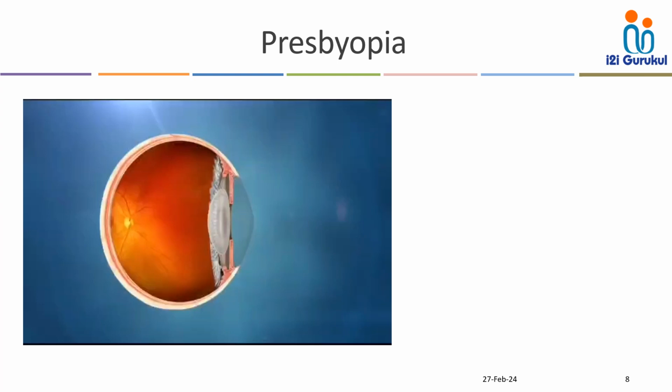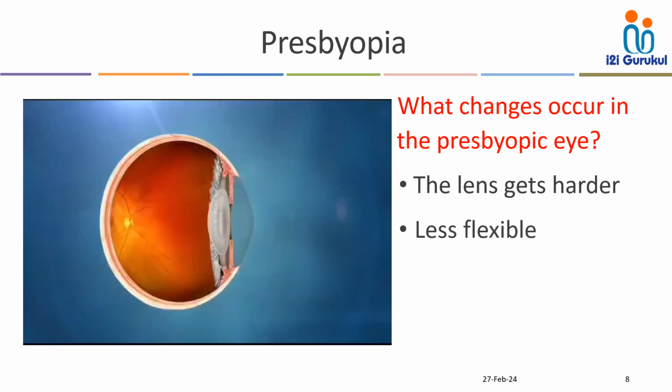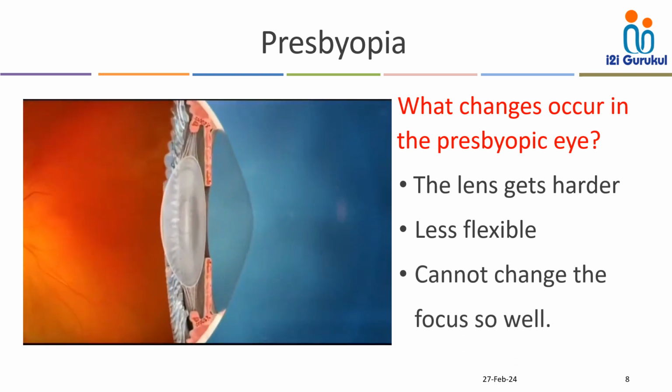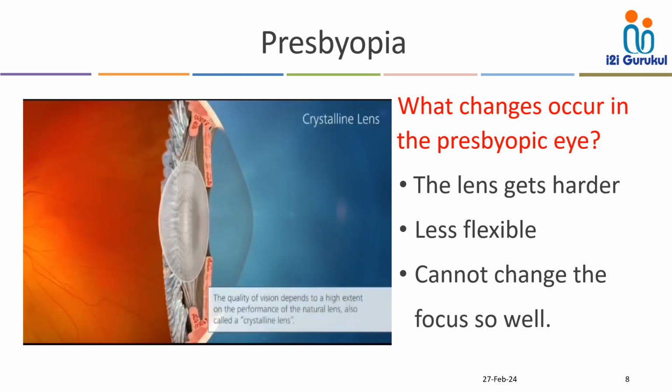Now, what changes occur at the presbyopic age? At a younger age, accommodation happens because of ciliary muscle contraction and relaxation, and the lens changes its shape. With increasing age, the lens gets harder, so it is less flexible. Because of these changes, the lens is not able to focus so well. These changes happen in the internal structure of the eye, that is, in the crystalline lens.